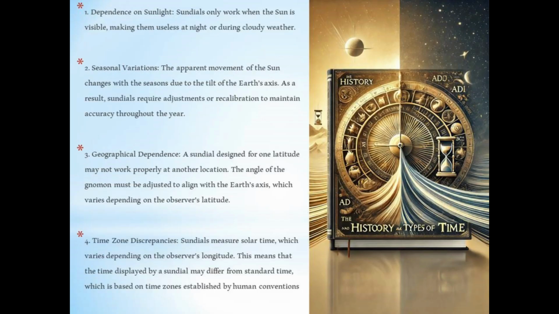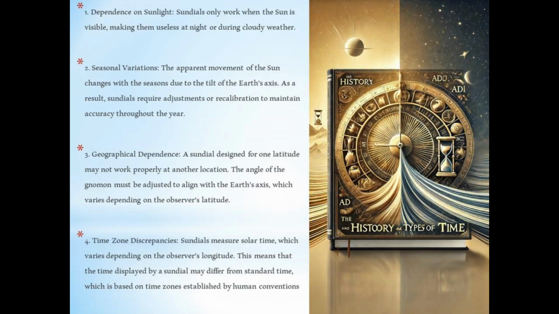Number 1. Dependence on sunlight. Sundials only work when the sun is visible, making them useless at night or during cloudy weather. Number 2. Seasonal variations. The apparent movement of the sun changes with the season due to the tilt of the Earth's axis. As a result, sundials require adjustments or recalibration to maintain accuracy throughout the year.